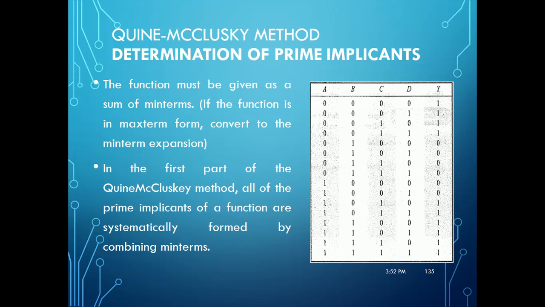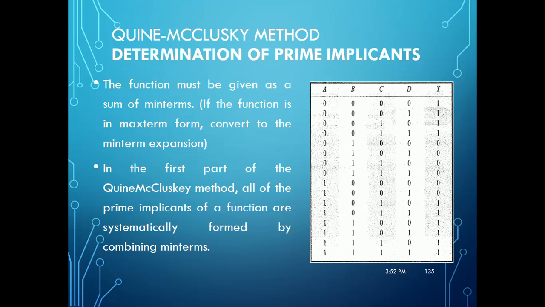For example, f(a, b, c, d) is equal to the summation of min terms 0, 1, 2, 5, 6, 7, 8, 10, like this. So they will be giving sum of min term expressions. Keeping that as a first step, you are going to solve the next problem.